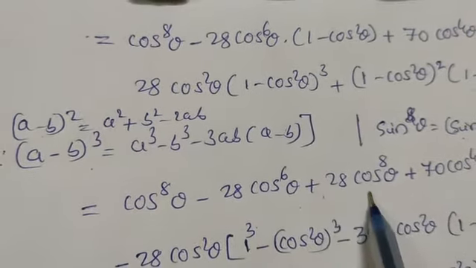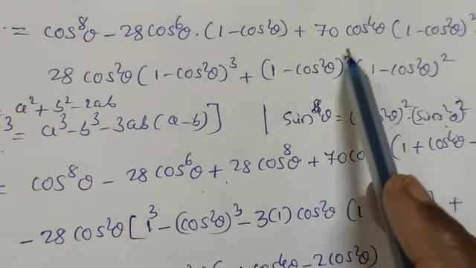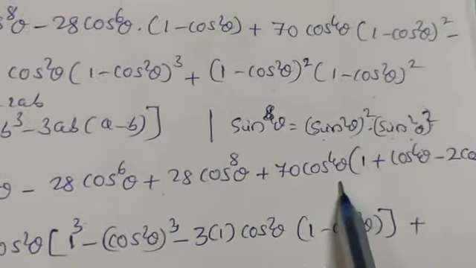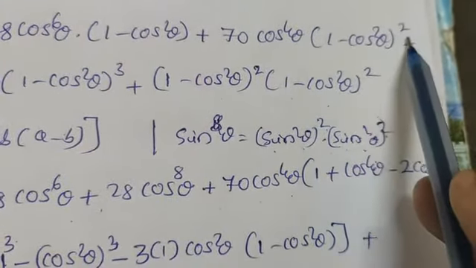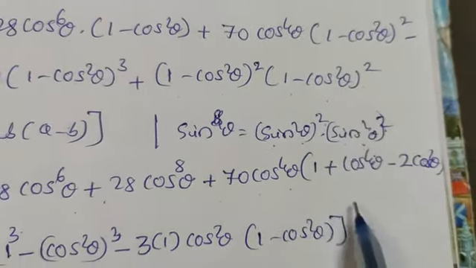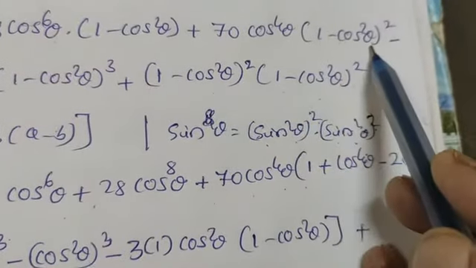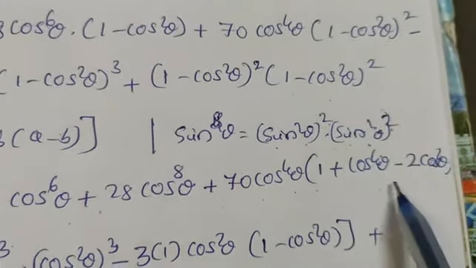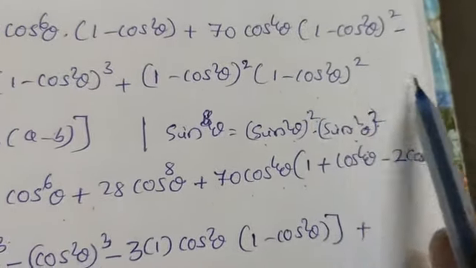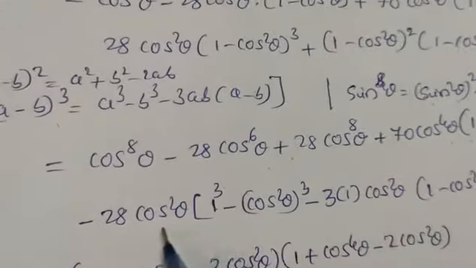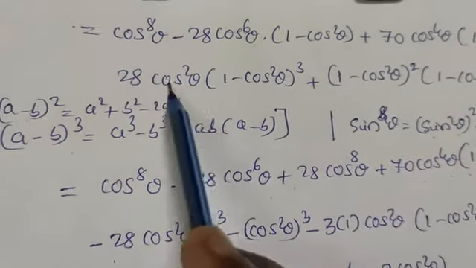This is 28 cos to the power of 8 theta, plus again here the 70 cos raised to 4 theta, you keep this one as it is. And what we have here, 1 minus cos square theta whole square, it is like a minus b whole square, and it is equal to, we know a square is 1 square plus b square, here b is cos square theta, and its square is cos raised to 4 theta, minus 2ab, 2a is 1, b is cos square theta. So next is this term, 28 minus 28 cos square theta as it is.